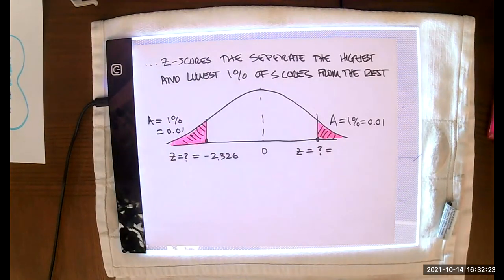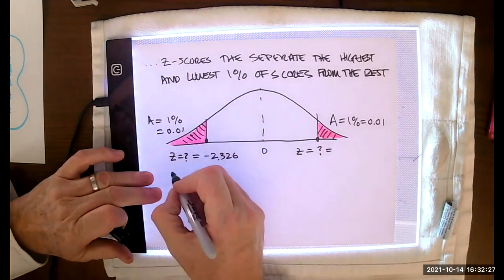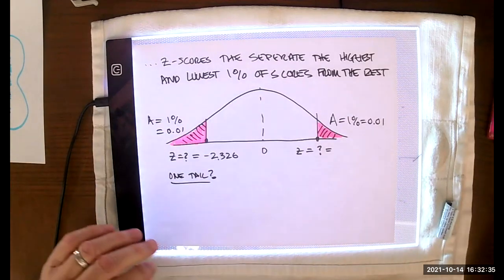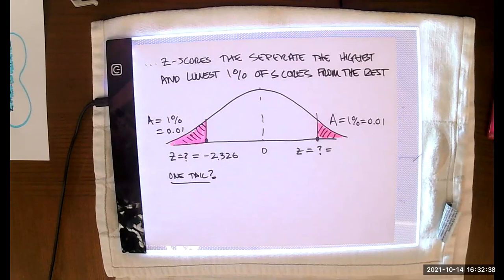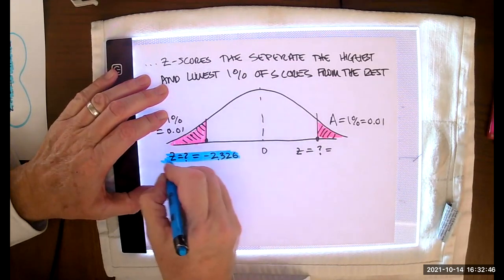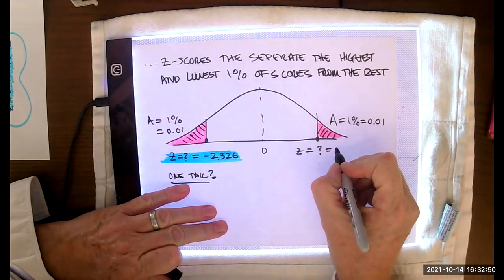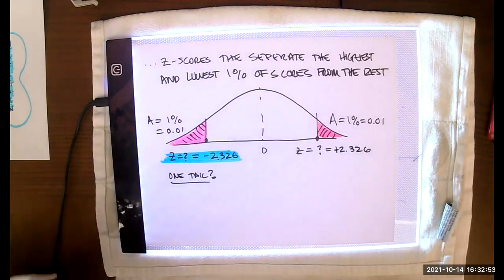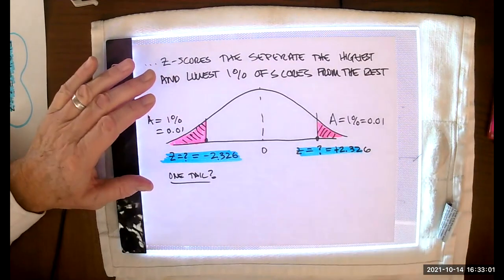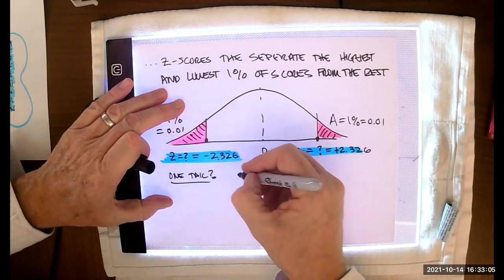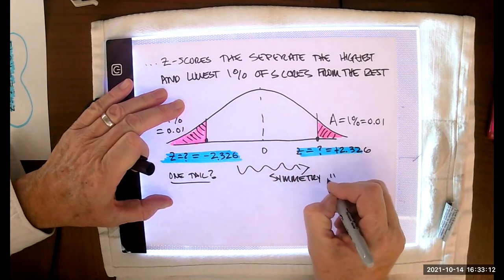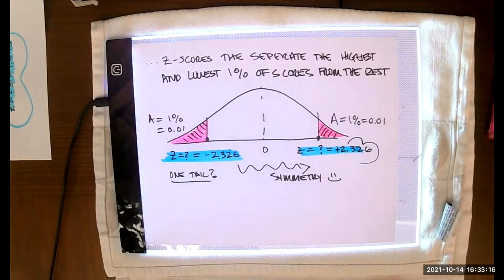Now, here's the thing. When I did that the first time, and if I want to use just one tail here, that's okay, because one of the important notions of a normal distribution is the notion of symmetry. So if this z-score is a negative 2.326, this one over here, I usually don't write it, but I will this time to really emphasize that it's a positive 2.326. And by the beauty of symmetry, I can get to this value pretty quick by finding that one first.